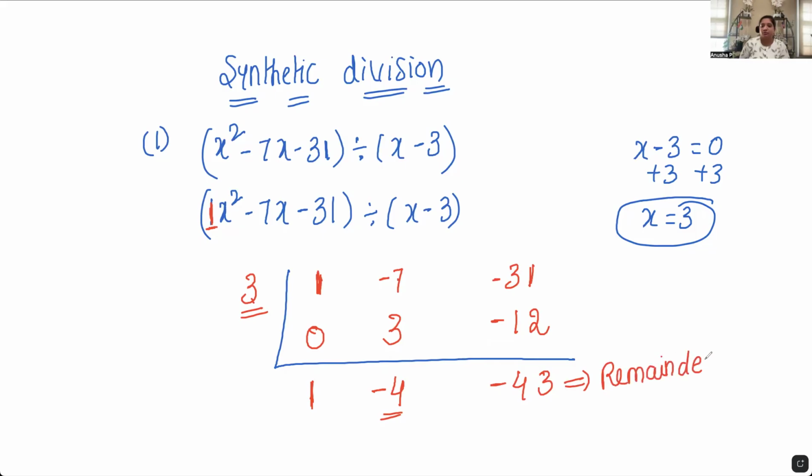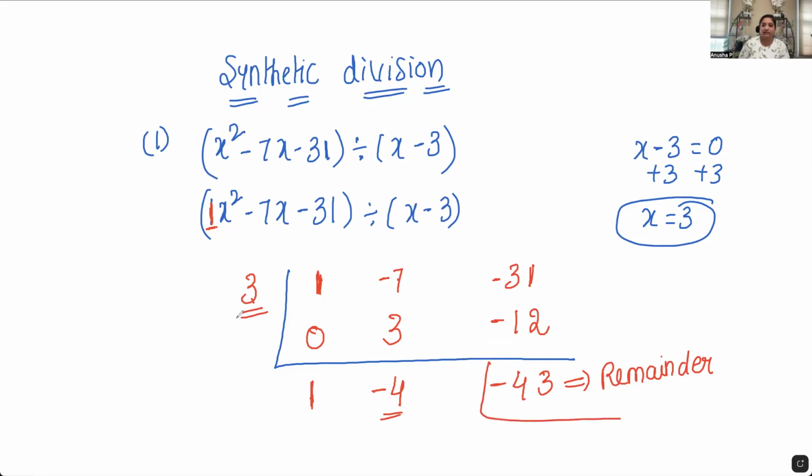This is so much easier when compared to the long division method. Okay. So when you go for competitive math, instead of the long division method, we'll prefer the synthetic division method. It's easy. The remainder is negative 43.